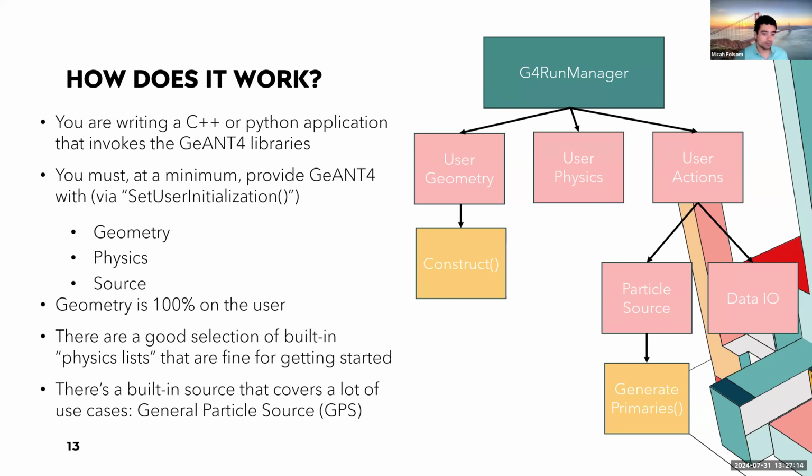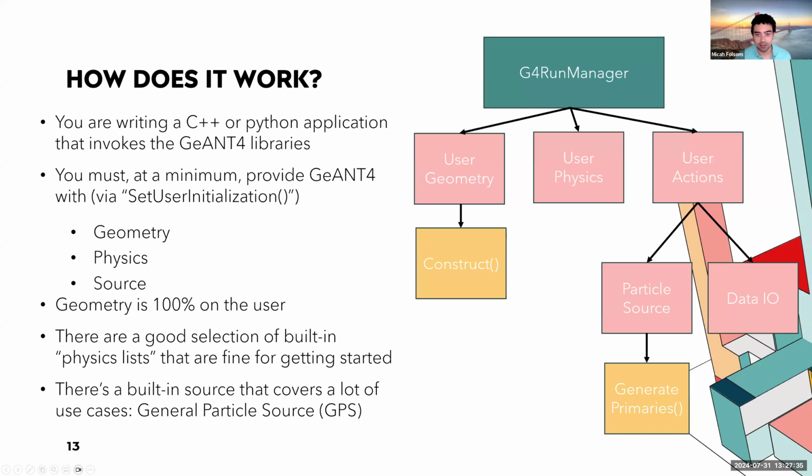Geometry is 100% on you. You have to do something. There are good stock physics lists, and I have a slide for that, that are just fine for getting started. And then there's also pretty good stock built-in particle sources that will do monoenergetic or spectra or things like that, of different shapes and distributions to cover a lot of the basic use cases.